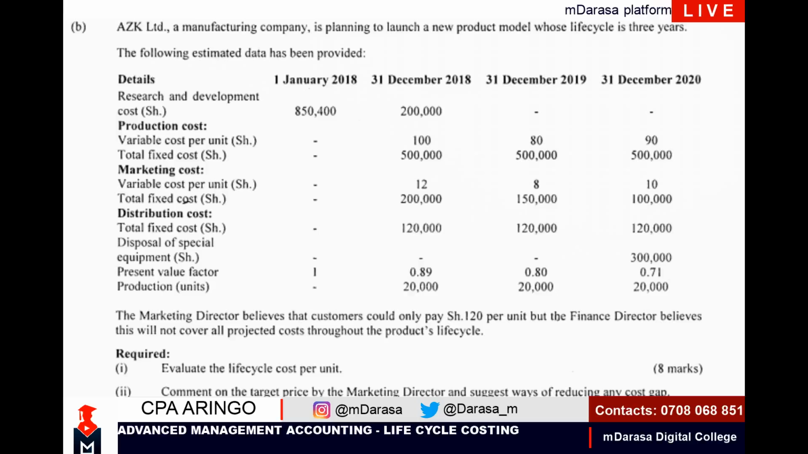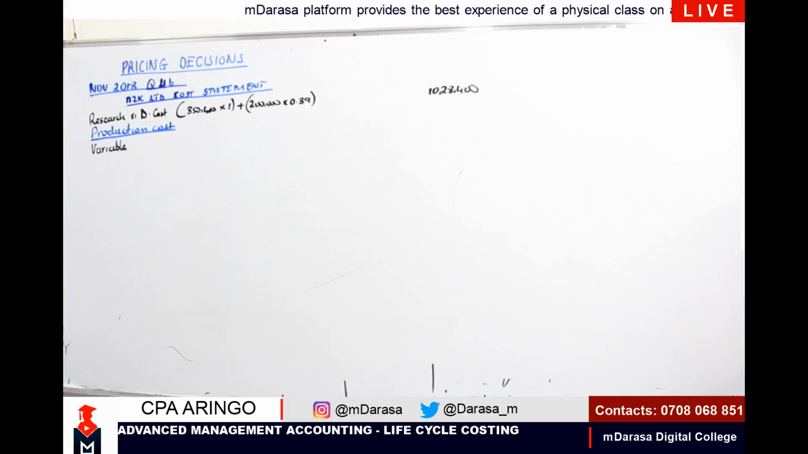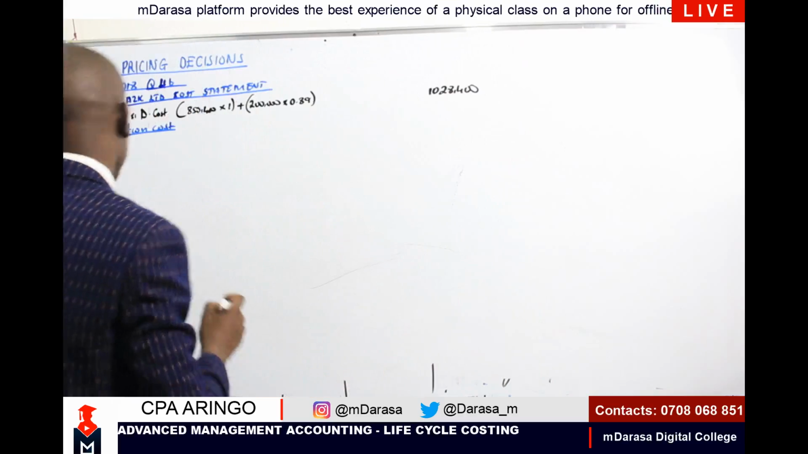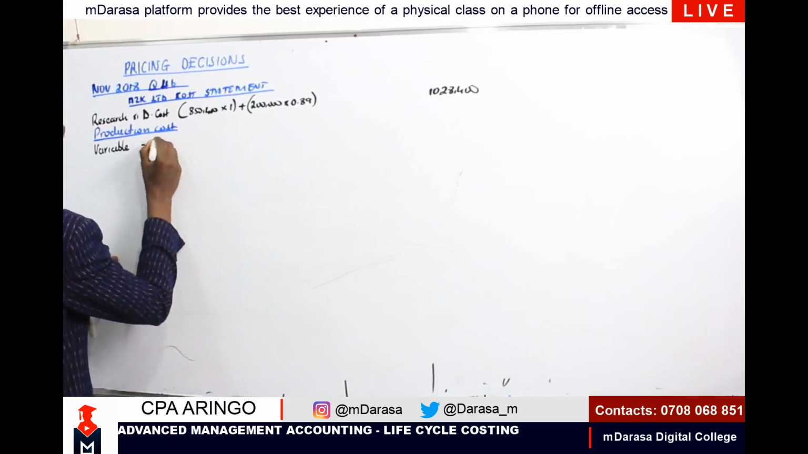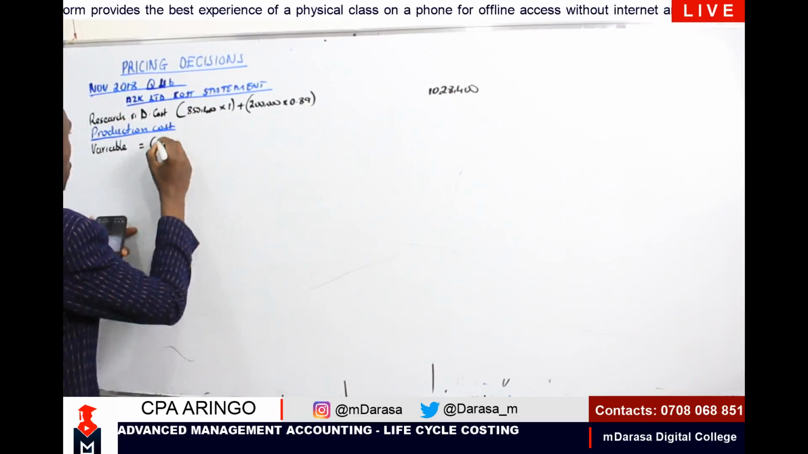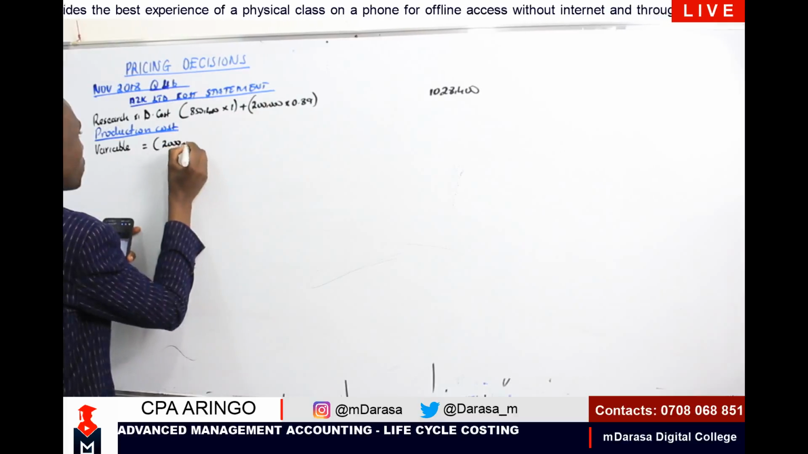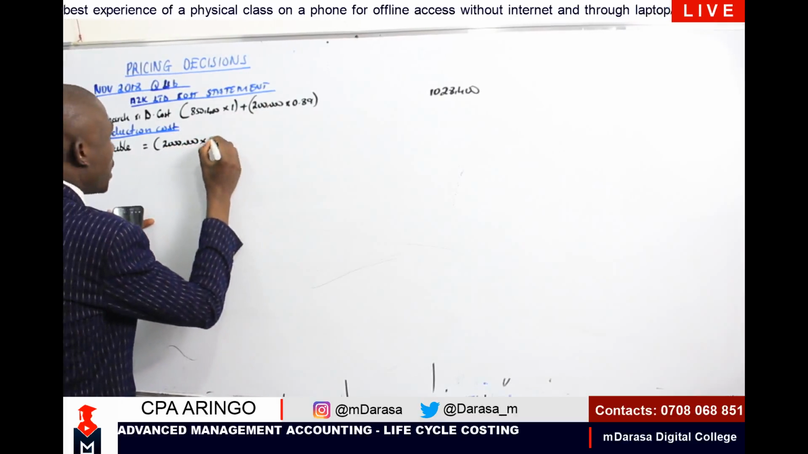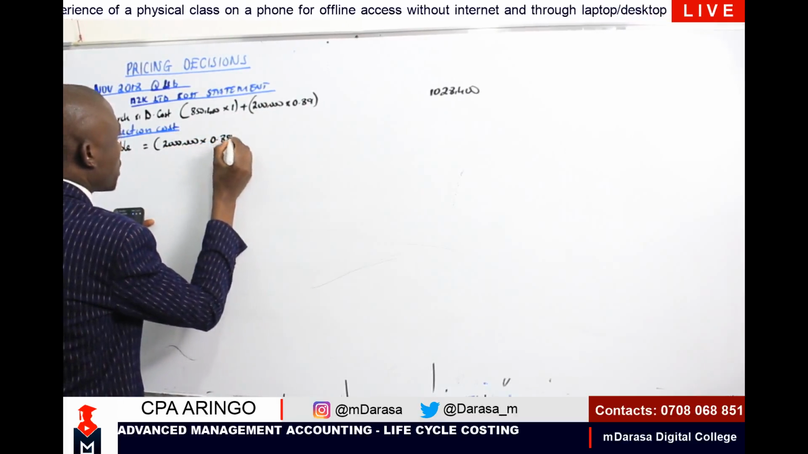Of course, I have our present value factor, so I must take into consideration that present value factor. The same case will happen with 31st December 2019 and 31st December 2020. So this is what you are going to take. For variable cost year 1, I'm having 100 by 20,000. That should give us 2 million. We multiply by present value factor 0.89.